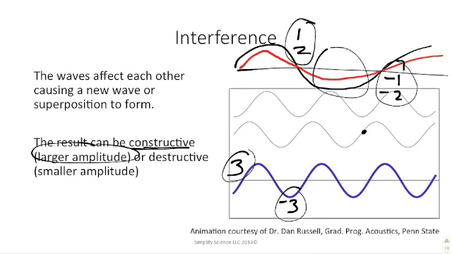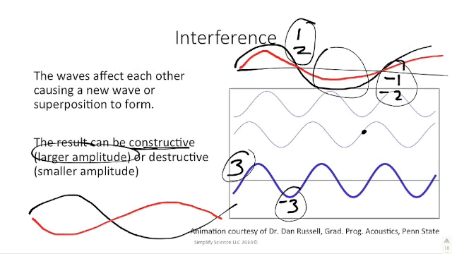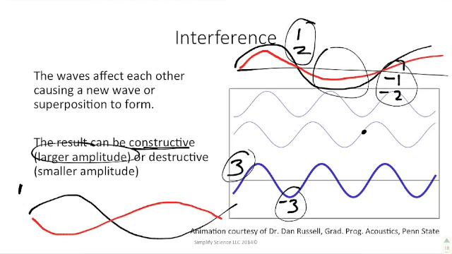But if you were to run into a case where you had a wave that looked like this and a wave that looked like this, and you add those two things together, let's say they have the same amplitude, 1 and -1, you would actually end up with 0. Well, 0 is a smaller amplitude, so this would be called destructive interference. So basically, if the waves get bigger, it's constructive. If the waves get smaller, it's destructive.